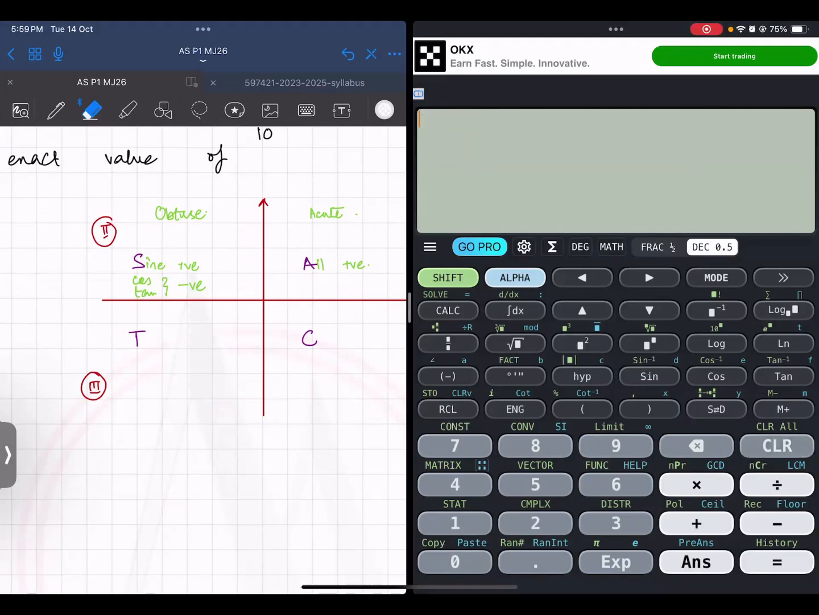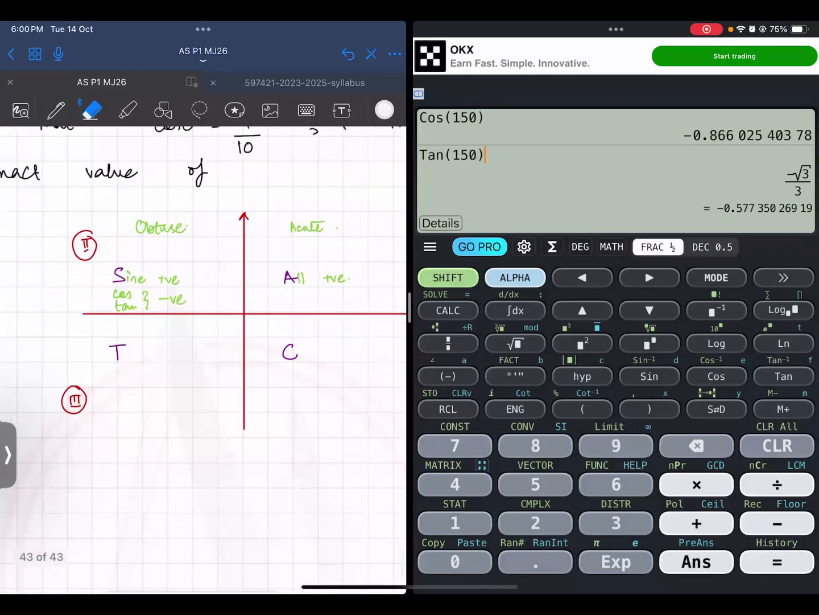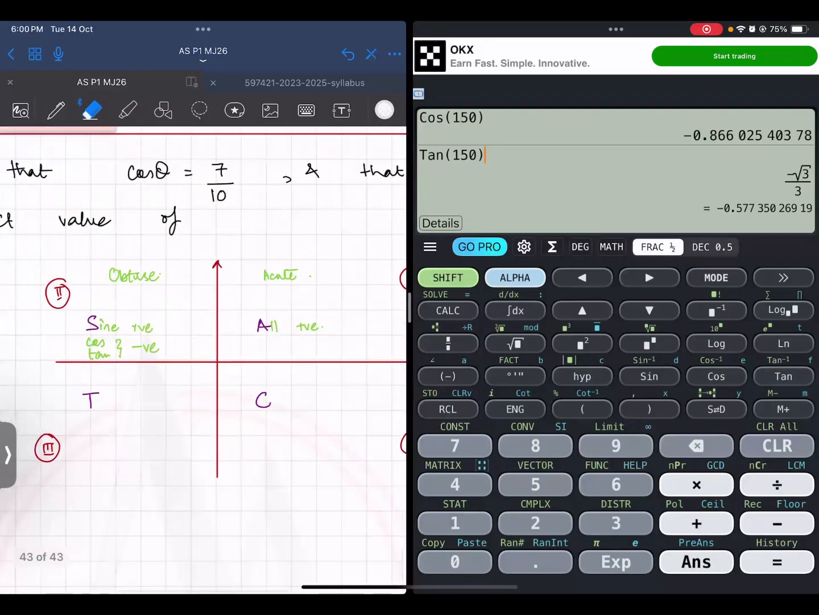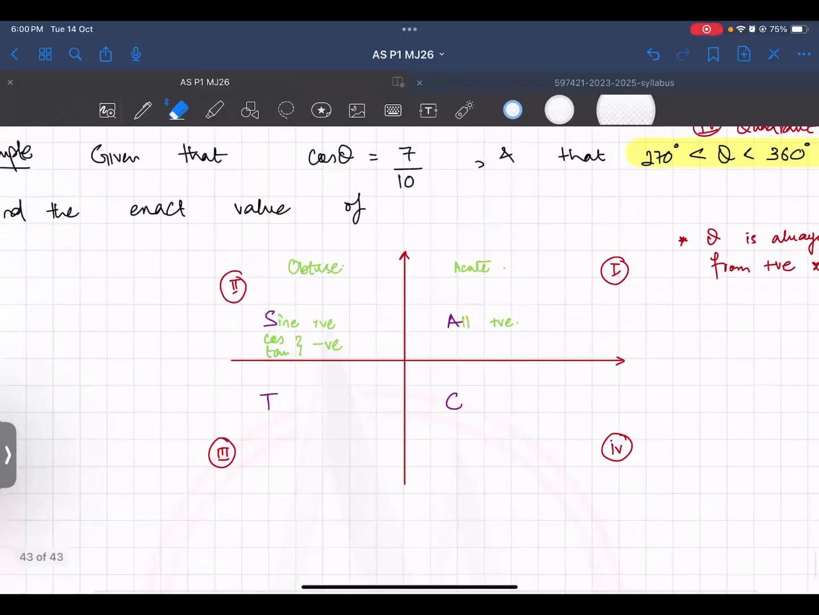If I take any other angle as well, let's suppose sine 150 or cos 150 or tan 150, you can see that sine has a positive answer, cos and tan have a negative answer. What the answer is right now, I'm not concerned with. I'm just showing you that if your angle is obtuse, then you would have a negative answer for cos and tan, but a positive answer for sine.